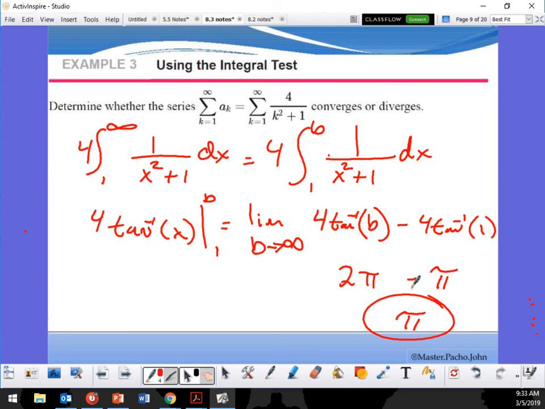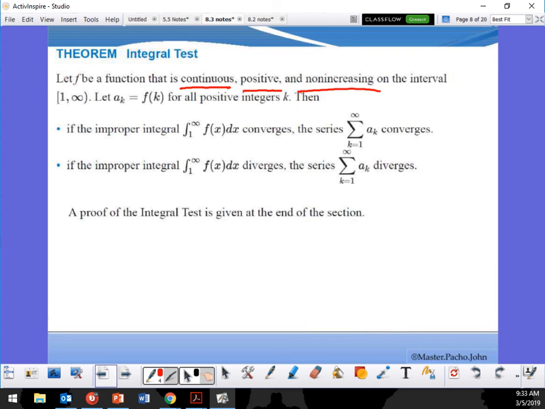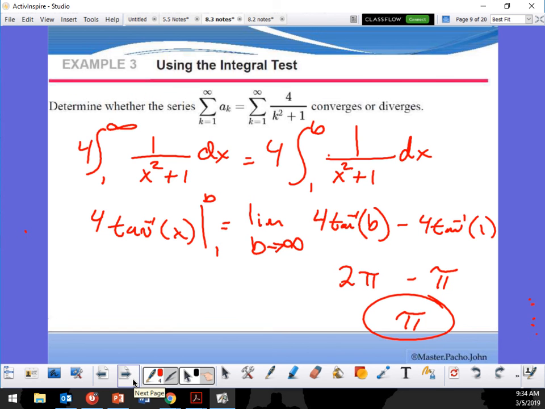Therefore, because of this, it's going to converge, right? Great. So with the integral test, it is going to converge. If the improper integral converges, the series converges. If the improper integral diverges, the series diverges. That one converged to pi, so that's going to be convergent.